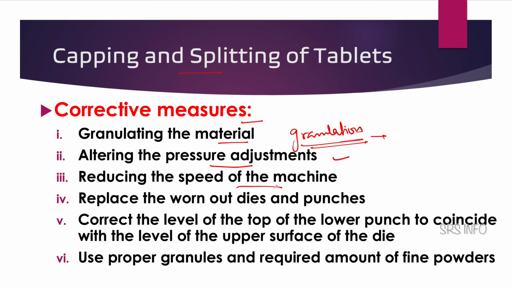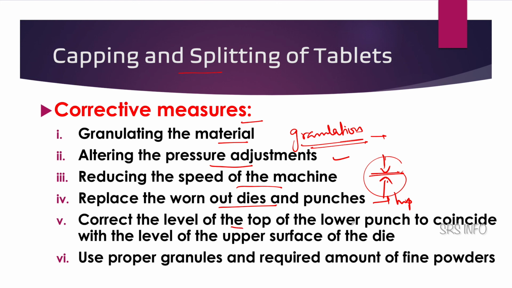Then reducing the speed of the machine. Control the speed. Excessive pressure may lead to the splitting. Excessive pressure and excessive speed of the machine may lead to the breaking down or the splitting up of tablets. Then replace worn-out dies and punches. This is one of the most important steps. Never use worn-out equipment. It's very important to sterilize the products and maintain the quality of the equipment.